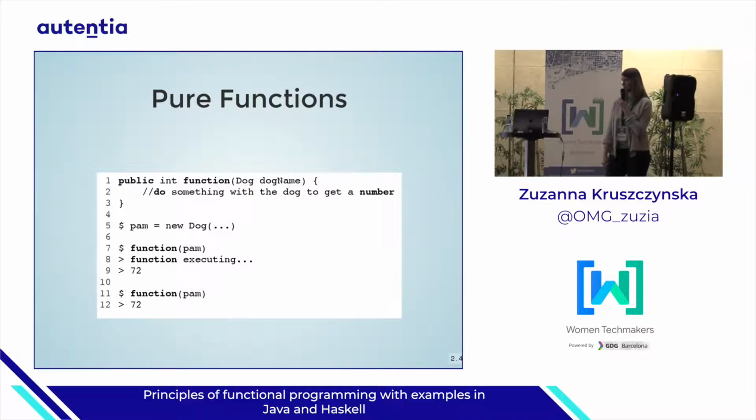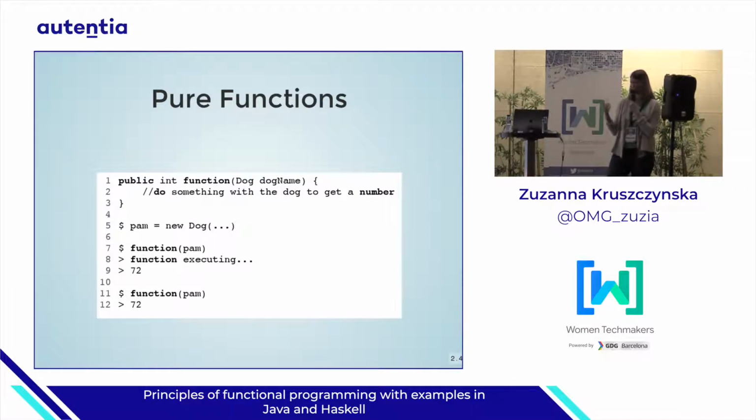So now comes the immutability part. Say that we agree that this exact dog in this example, Pam, once it's Pam, it will never change. If you want to change it, you will create a new dog with the changed properties, so to say. So now you run the function on Pam, and you get some result, for example, 72.